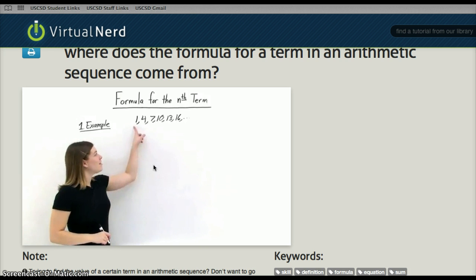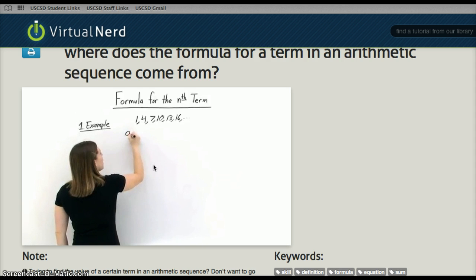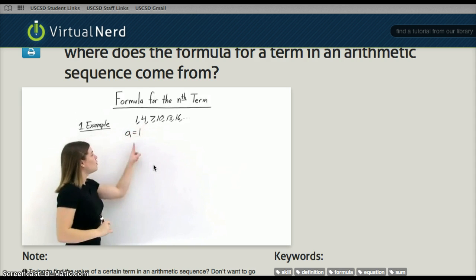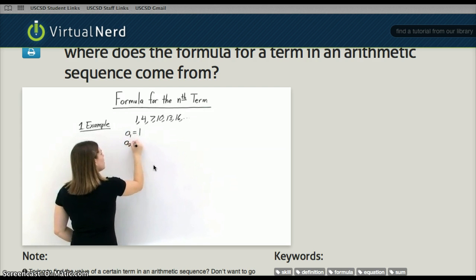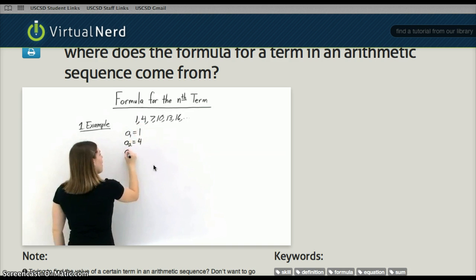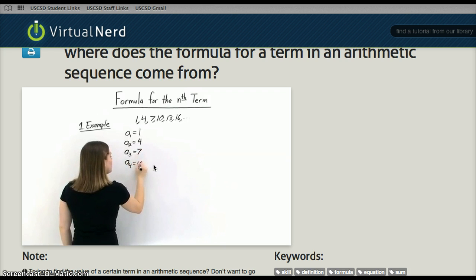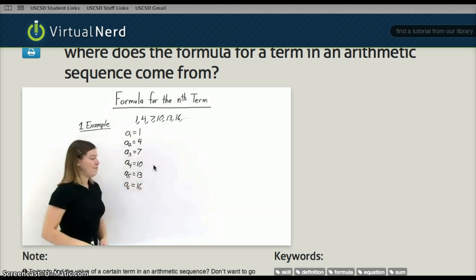So first, let's label each term in our sequence. So let's have a sub 1 be the first term in our sequence. So a sub 1 will be 1. Then we'll have a sub 2 be the second term in our sequence. So a sub 2 is 4. That means that a sub 3 will be 7, a sub 4 is 10, a sub 5 is 13, and a sub 6 is 16.